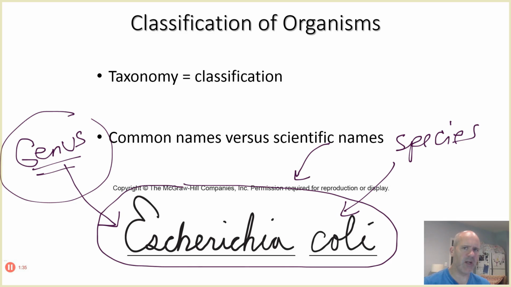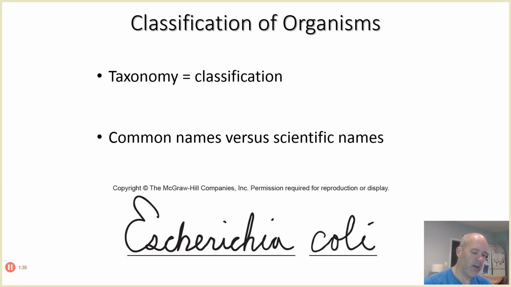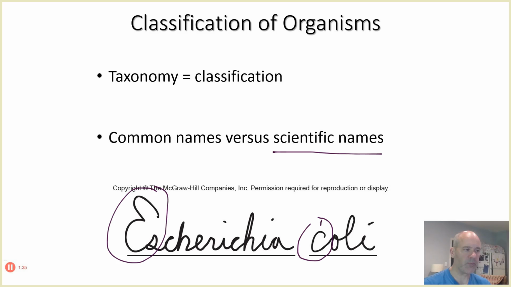You kind of think of genus as almost like a last name, maybe. Species is like the first name, but they're written in reverse order. And hopefully, what else are you noticing about the way the scientific name is written? The genus name over here is always capitalized. Species name is always lowercase. Also notice they're underlined.